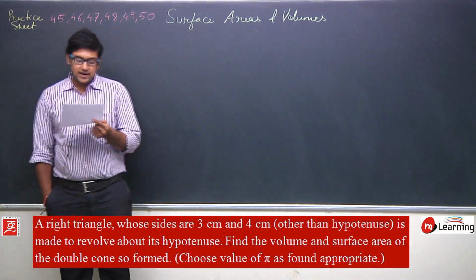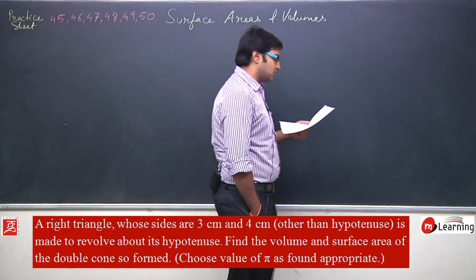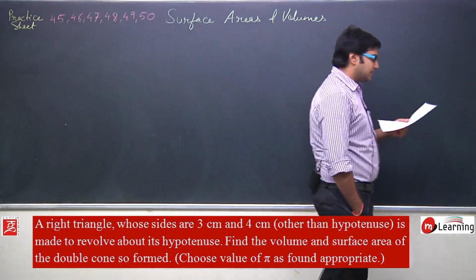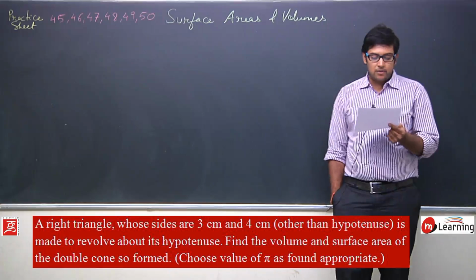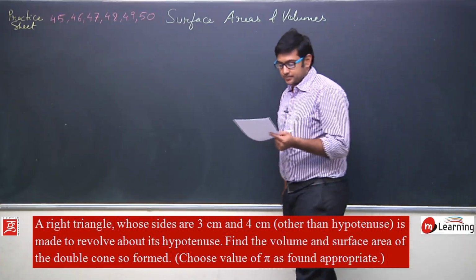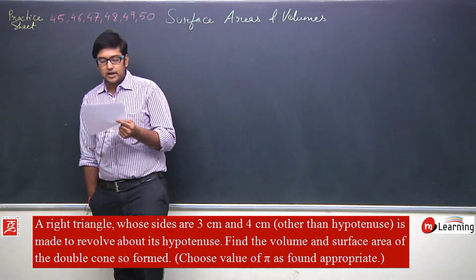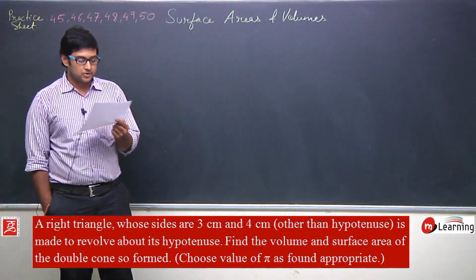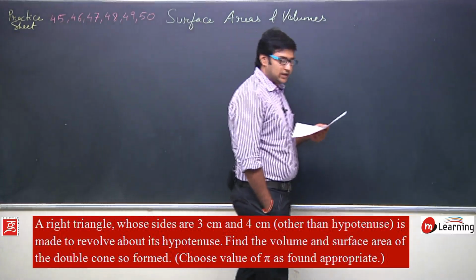It says a right triangle whose sides are 3 centimeters and 4 centimeters other than hypotenuse is made to revolve about its hypotenuse. Find the volume and surface area of the double cone so formed. Choose the value of pi as found appropriate.